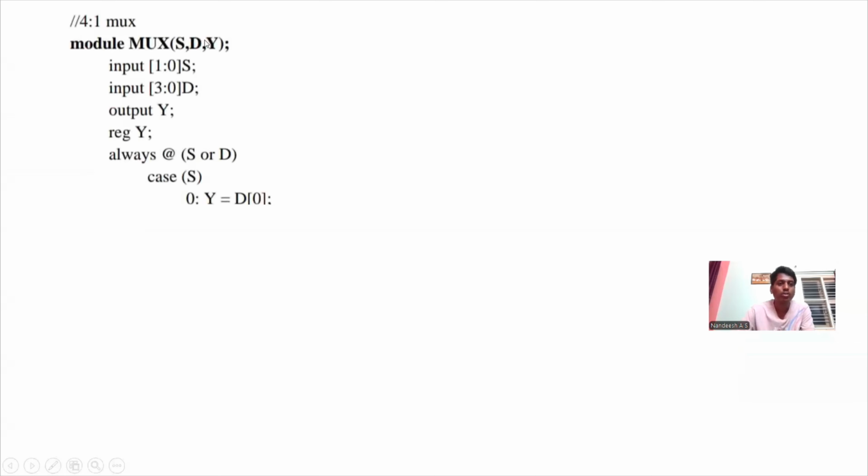Now we have to go through the 4 to 1 multiplexer Verilog program. Module mux (S, D, Y); input [1:0] S; input [3:0] D; output Y; reg Y; always @(S or D) case S: 0: Y = D[0]; 1: Y = D[1]; 2: Y = D[2]; 3: Y = D[3]; end case; end module.